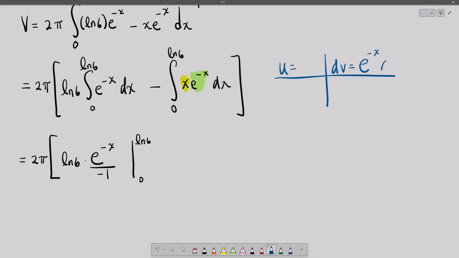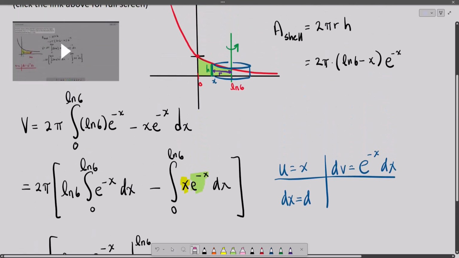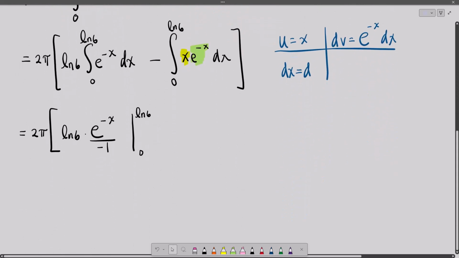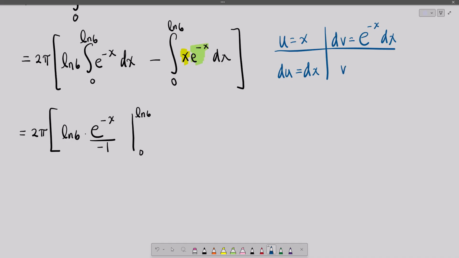So e to the negative x is certainly more complicated than x. But the other idea to think about is that putting the x with the du, or with the u, is going to cause the power of x to go down when we find du. So du will be dx. Ooh. Du will be dx. So d, and then v will be negative e to the negative x.